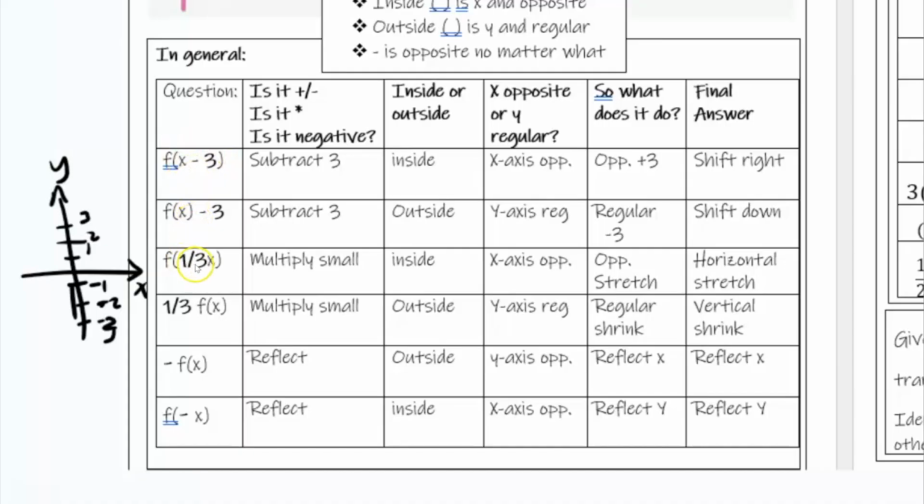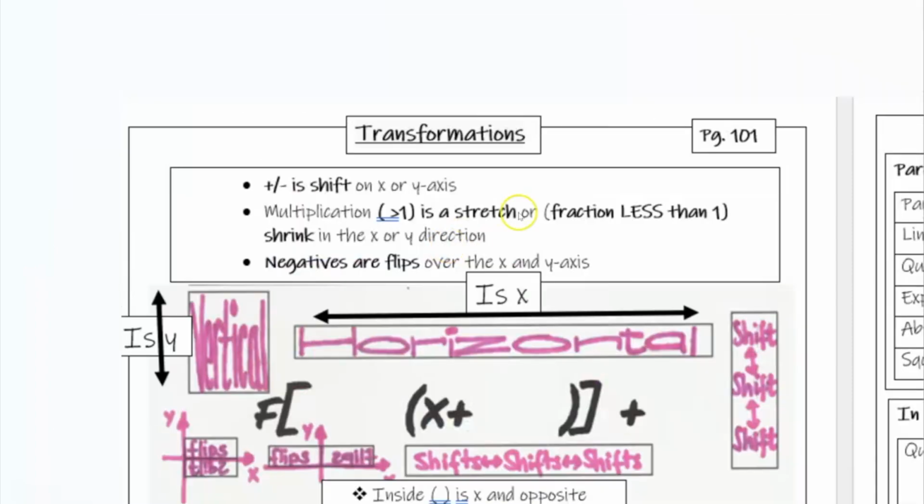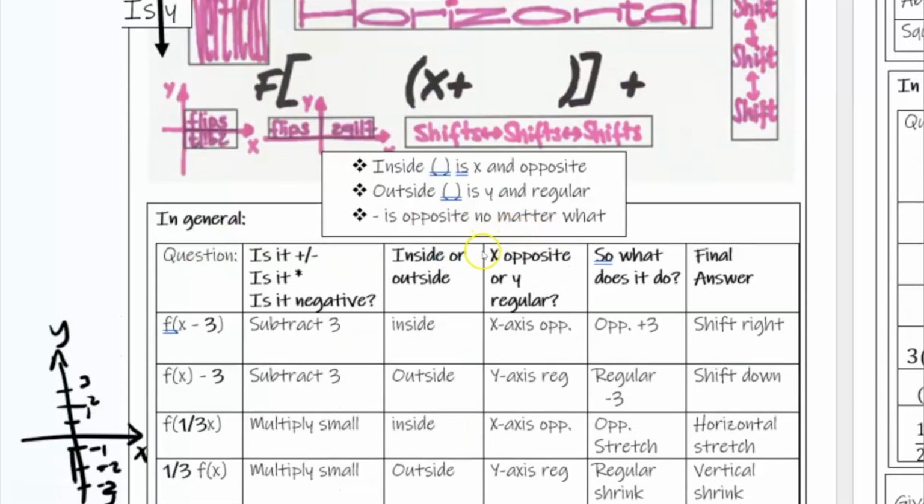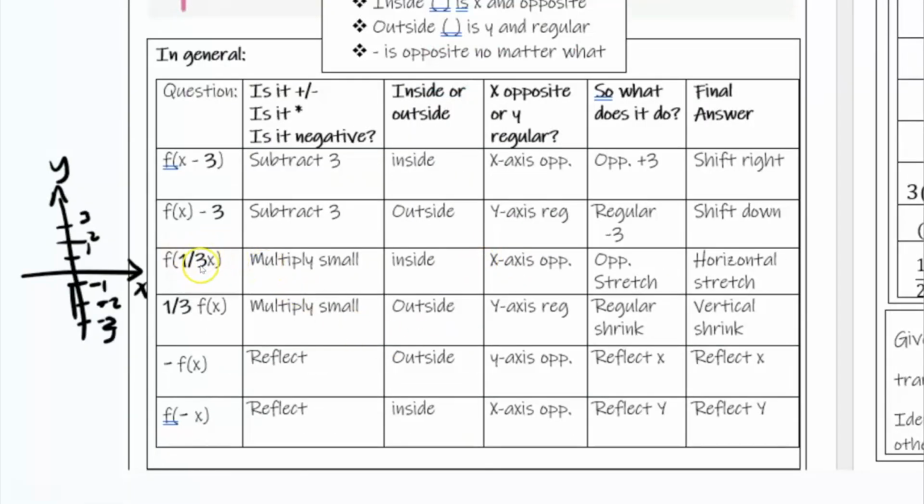Now we're going to look at multiplication. Multiplication, sometimes they don't put the times there, but you need to understand if I have 3x, it means 3 times x. In this case, I have 1/3 times x, it means 1/3 times x. So you're multiplying small. Why do I say it's small? Because according to your notes, if it's between 0 and 1, in fact, let's just say less than 1, so between 0 and 1, then it's small. So it's a shrink.